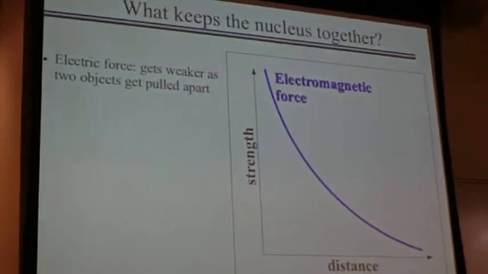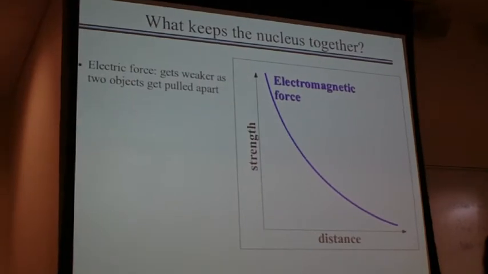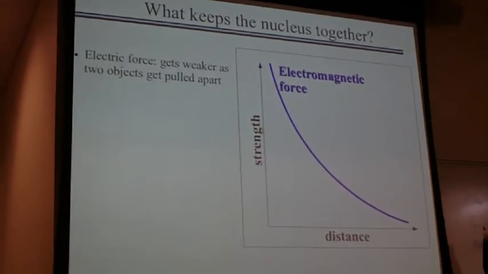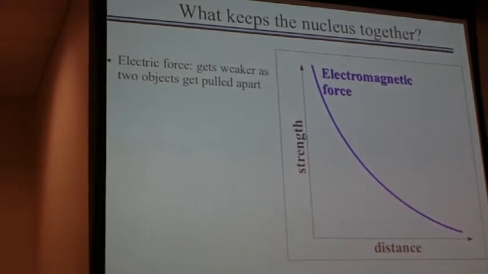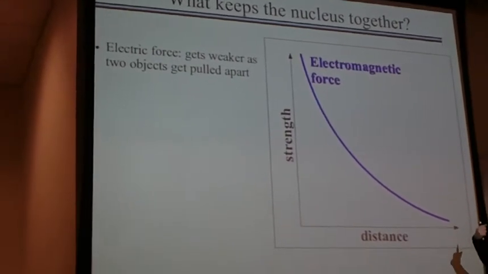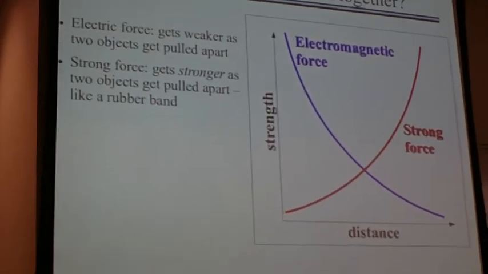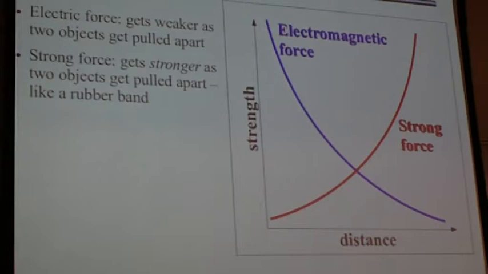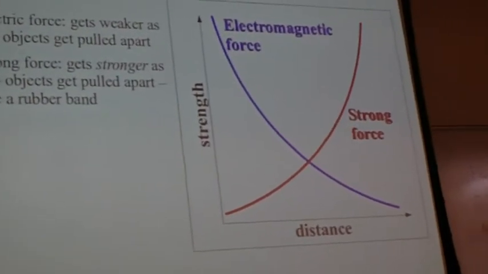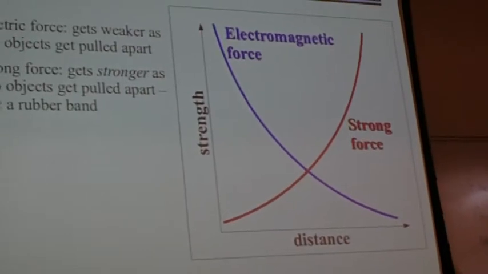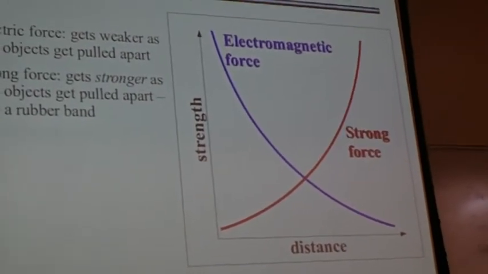So you guys are more familiar with the electromagnetic force. If you have two charges bound by the electromagnetic force, as you pull them further apart, the attraction between them gets weaker and weaker. And the strong force is the opposite. If you've got two objects bound by the strong force, when they're close together, the force isn't very strong, but as you pull them apart, it gets stronger and stronger. And this is a bit like a rubber band.